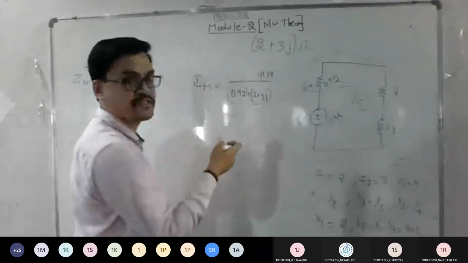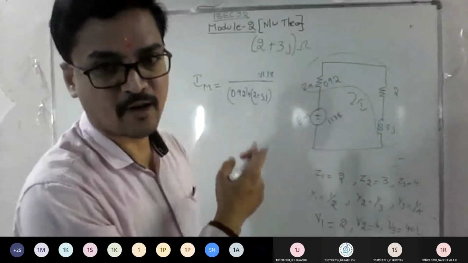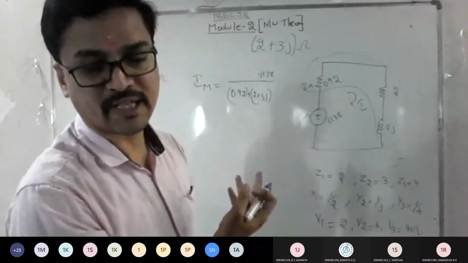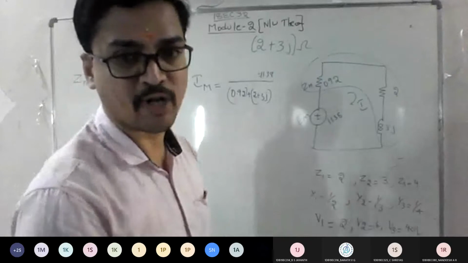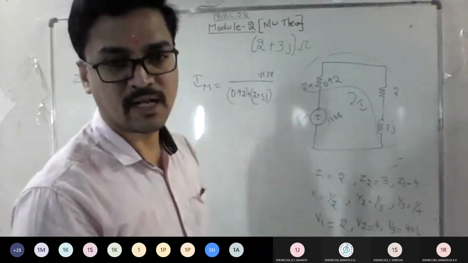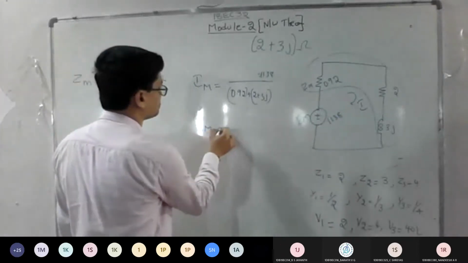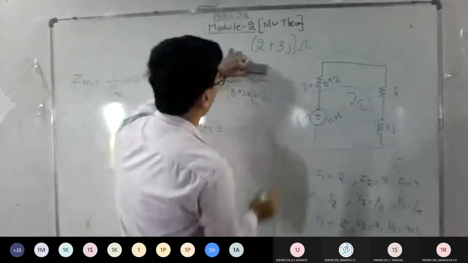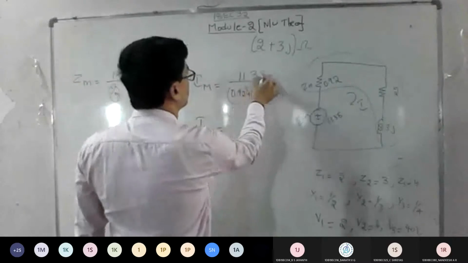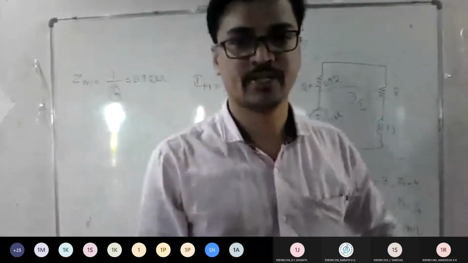Now it is in rectangular form, and you know you can't do division in rectangular form. So you can convert, or you can use the complex mode of your calculator and get the answer. Tell me what is IM now? It's 11.38 whole divided by 0.92 plus 2 plus 3j. How much?